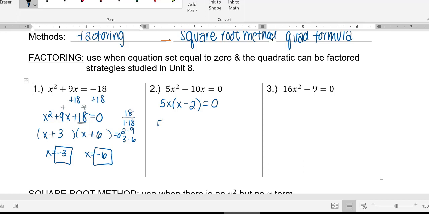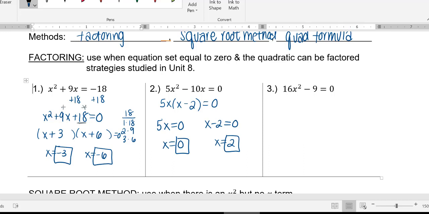Then I set both of those parentheses equal to 0 and solve, right? Easy peasy. We get x is equal to 0, x is equal to 2. No need to take square roots of things or simplify numerator, simplify denominator, right? We have that lovely factored form.